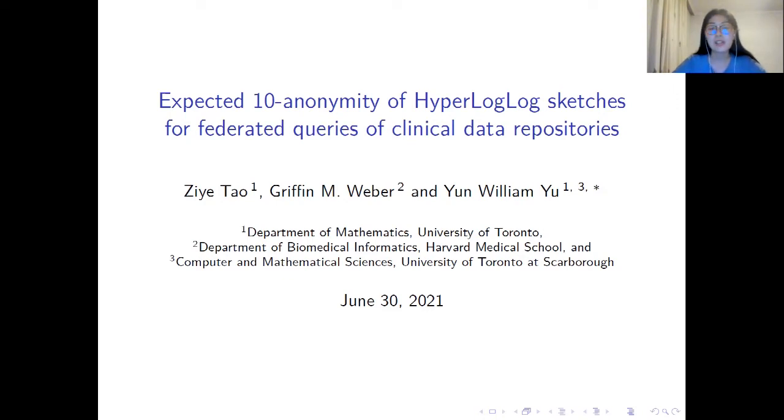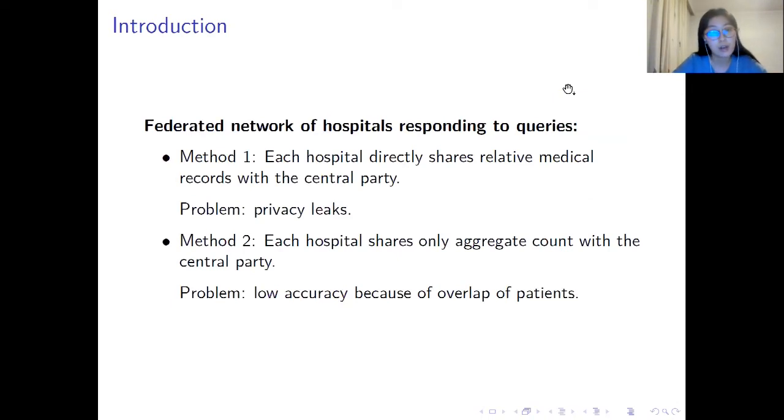So today my presentation is about expected k-anonymity of HyperLogLog sketches for federated queries of clinical data repositories. Okay, I will start by describing how a federated network of hospitals responds to a query.